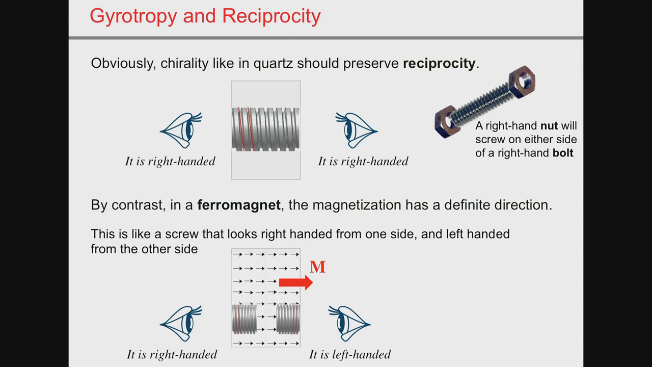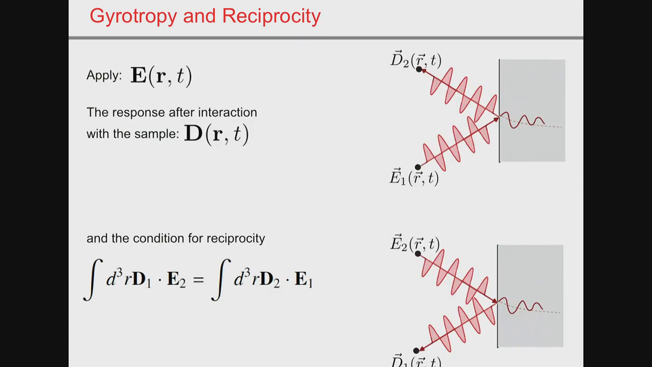So this is like saying, oh, I can see a right-hand screw. This one says, I can see a left-hand screw. That's different than this. Both are chiral. This one does break time reversal symmetry. This one does not break time reversal symmetry. Okay, I can now reflect light from either of these materials. Okay, I apply an electric field, and as a result, I get the electric displacement.